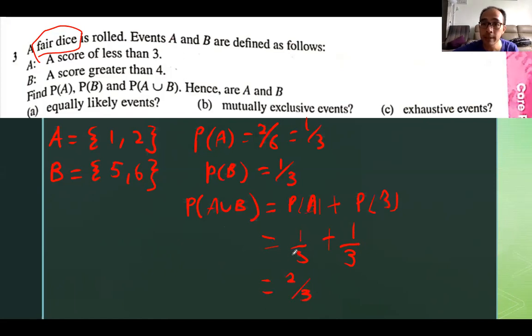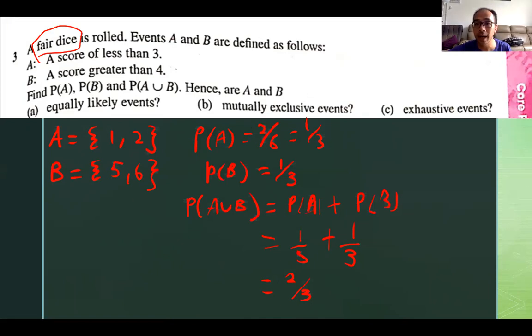Now, based on this, there are a few things that we can conclude. This is still basics. Are A and B equally likely events? Equally likely means, do they have the same probability? Are they mutually exclusive events? Mutually exclusive means there is no overlap, and it's true, there is no overlap. So the answer is yes, they're equally likely because the probability is the same. They're mutually exclusive because there is no overlap.